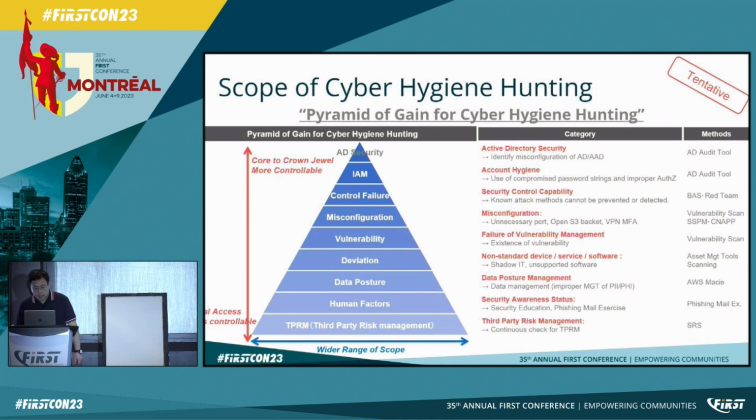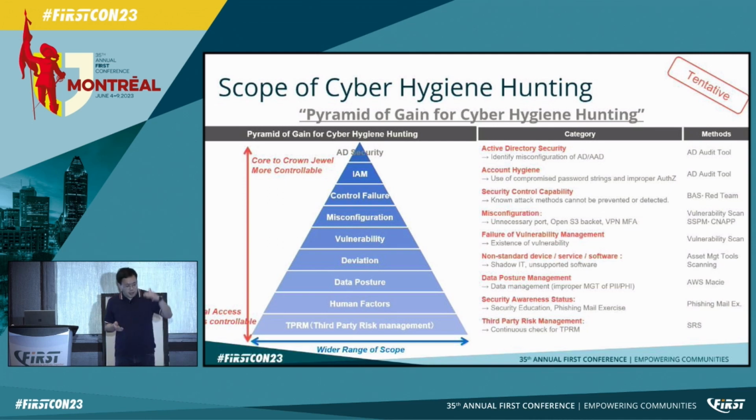Actually, this is a tentative idea, but we'd like to define 9 categories of the enabler of the compromise. At the top there are AD security, IAM, control failures, misconfigurations, vulnerabilities, deviations, data postures, human factors, and third-party risk management. So we defined 9 layers of the enabler of the compromise.